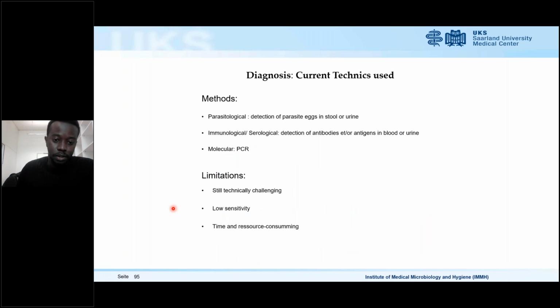For the diagnosis of these parasites, the current techniques used are the parasitological methods for the detection of parasites and eggs in stool or urine. There are also immunological or serological methods for the detection of antibodies or antigens, and also a quite sensitive method like PCR. But these methods also present certain limitations.